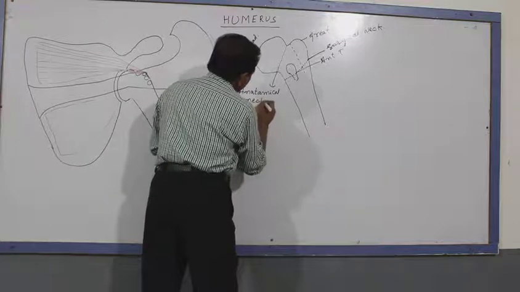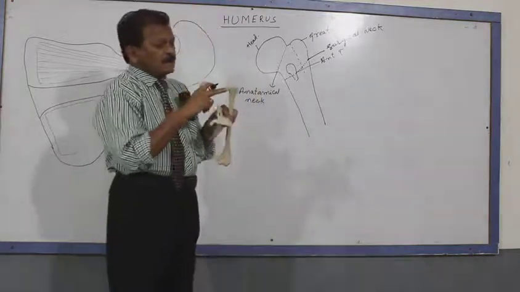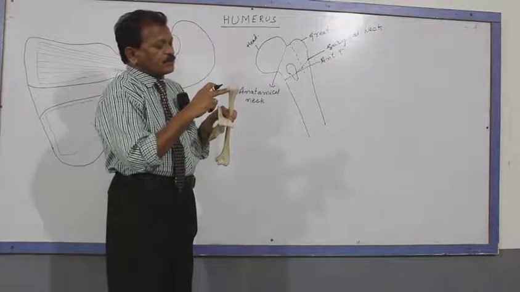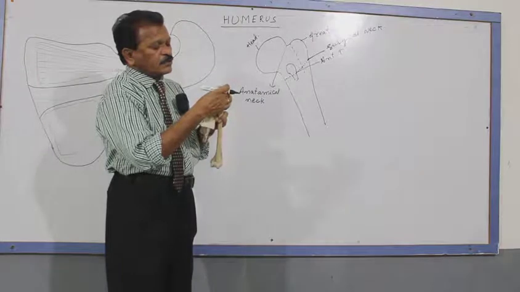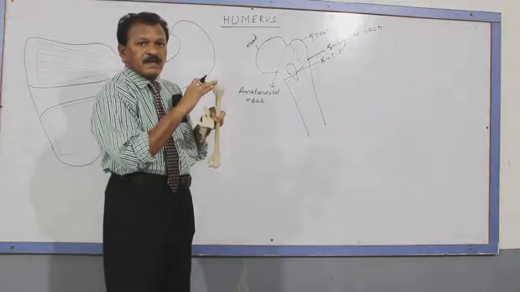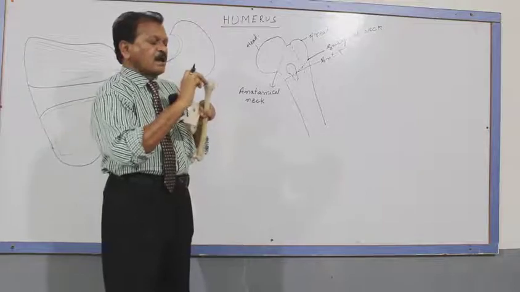Anatomical neck. It separates the lesser tubercle anteriorly and the greater tubercle laterally from the head of the humerus. This part is called the anatomical neck.